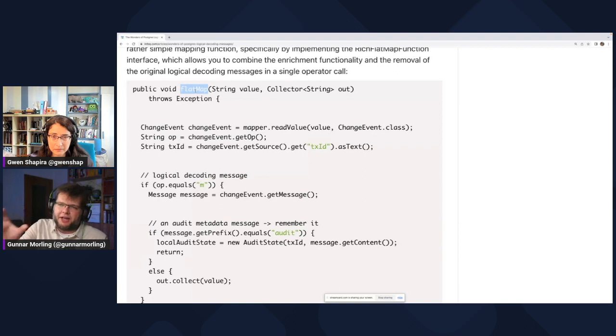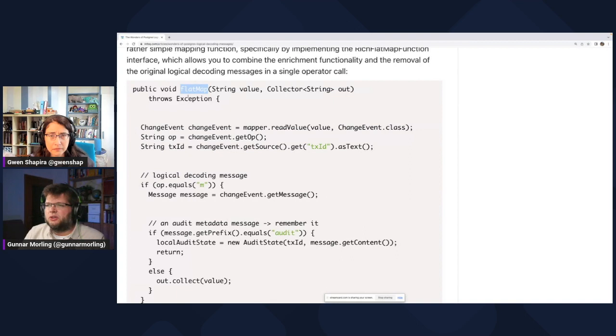Now with the flat map function, what you essentially do is, for each event which comes in, you emit 0 or n changes. So unlike a map function where you get one in, you get one out, with the flat map, you can either give out nothing, or one, or multiple messages. So that's the idea there.